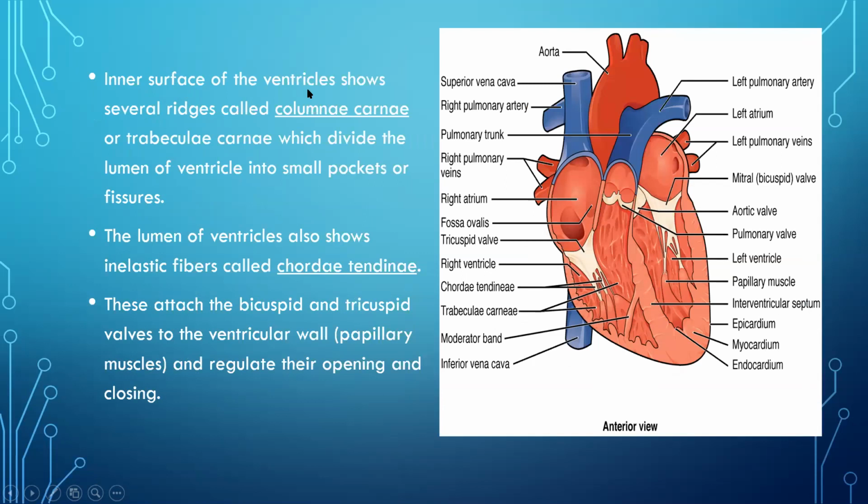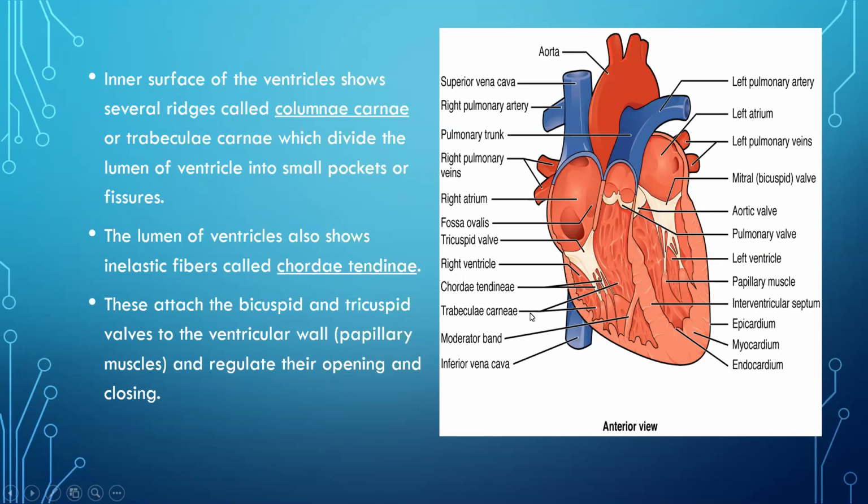The inner surface of the ventricles shows several ridges called columnae carneae, or also called trabeculae carneae. Can you see this trabeculae carneae here? These two are trabeculae carneae. Where are they present? In the inner surface of the ventricles. So the inner surface of the ventricles has trabeculae carneae.